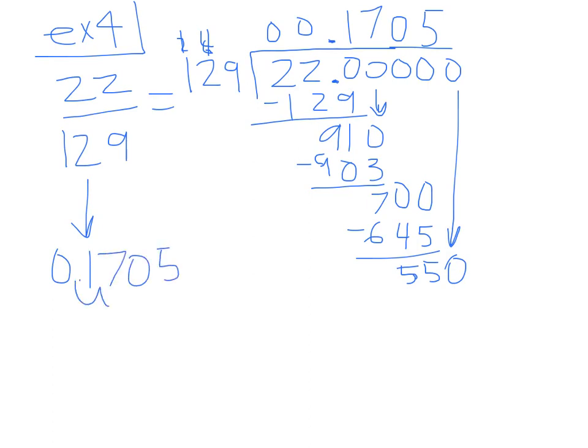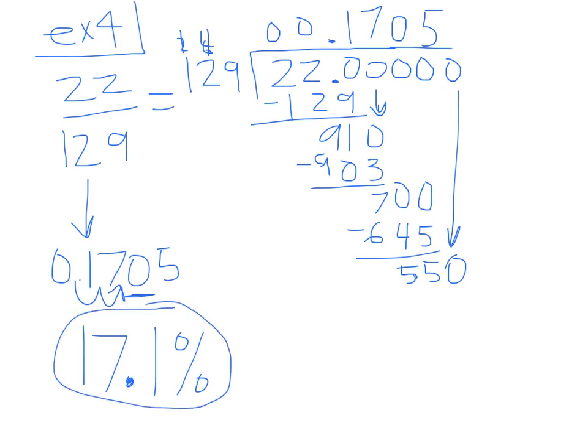As we know, 22 out of 129 is 0.1705. Move the decimal 2 places to the right. And then if we're rounding to the nearest tenth of a percent, that would be that 0 right there, and the 5 makes that 0 go up to a 1. So the answer is 17.1% of the total U.S. threatened animal species are reptiles. And that is it. Good luck.